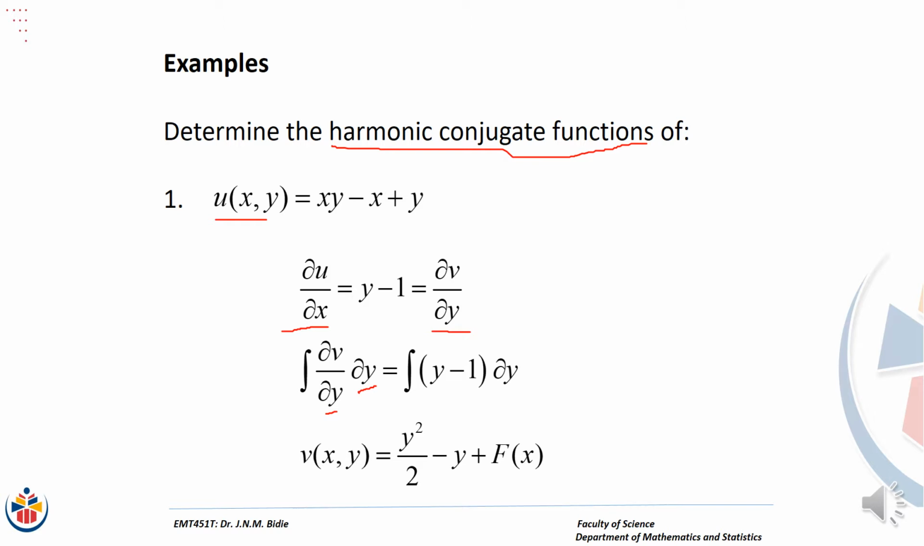All right. Then that means on the right hand side, we integrate y minus 1 with respect to y. Note we're still using partial integration. Then the integral of y will be equal to y squared over 2, and the integral of negative 1 is negative y. But then we cannot say plus c because we don't know whether f of x is a constant or not. So because we're integrating with respect to y, then we say plus a function of x.